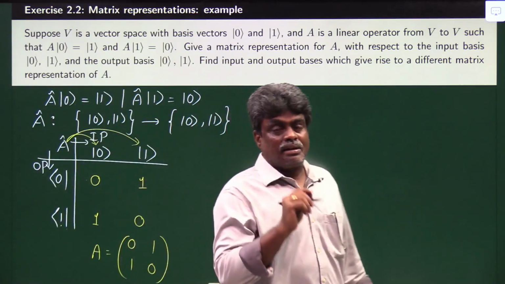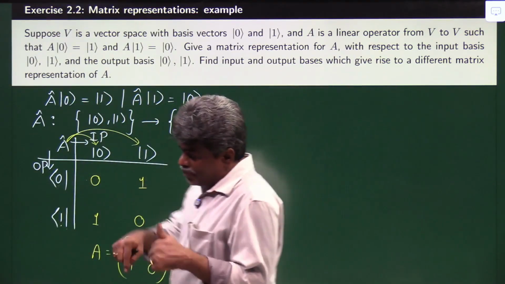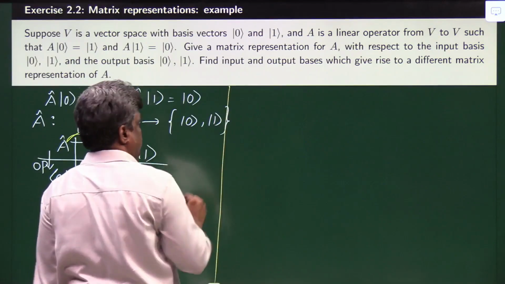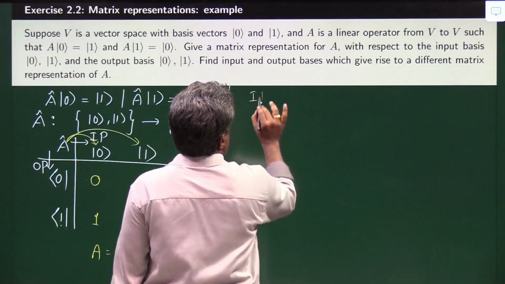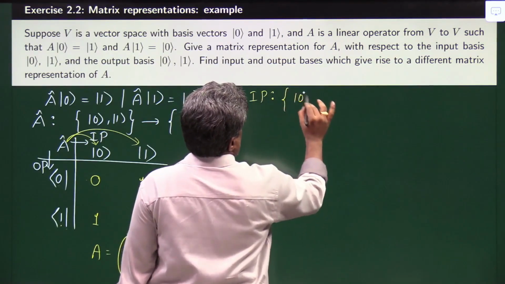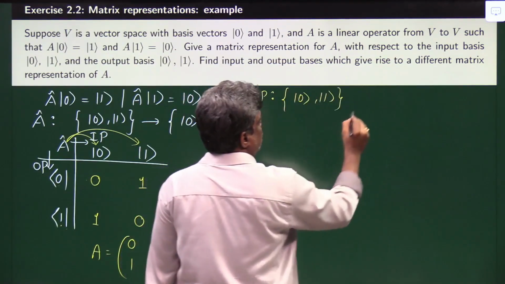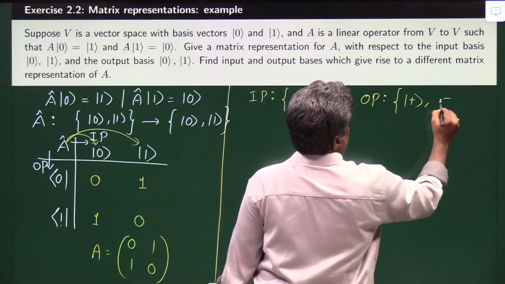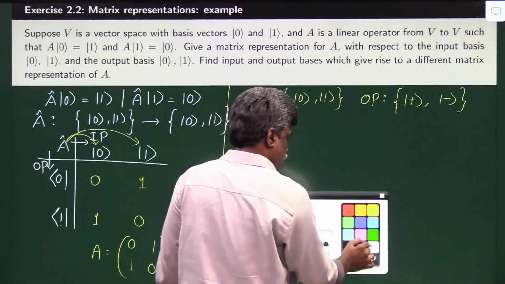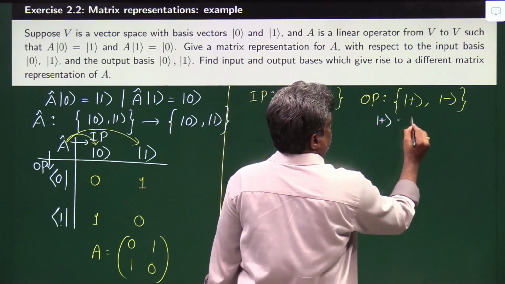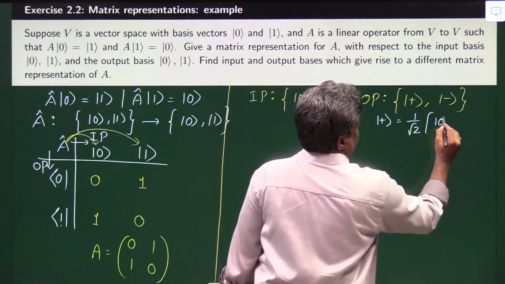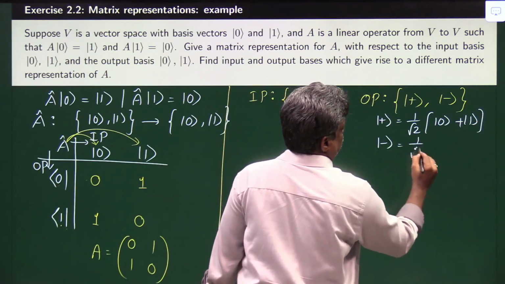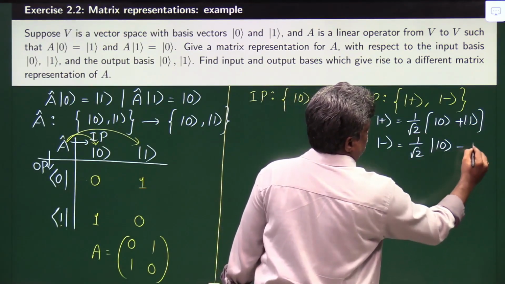And here in the second part, he is asking to represent A by taking a different basis. Okay, so let us take it like this. Now I am taking the input basis as 0 and 1, which are the computational basis, and the output basis I am taking as the diagonal basis, plus and minus. So you know what these diagonal bases are? Plus is equal to 1 by root 2 times ket 0 plus ket 1, and minus, which is a linear combination of the computational basis, is 0 minus 1.